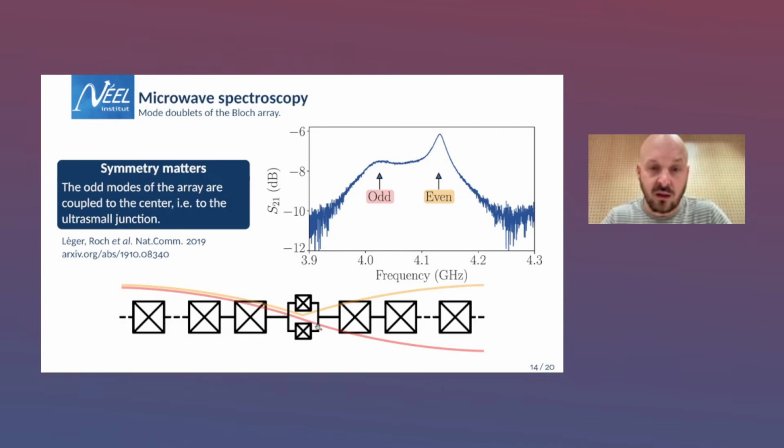And if you follow this simple cartoon, you see that the odd modes couple to the small Josephson junction because there is a phase bias across the small junction, while the even modes decouple from the Josephson junction because there is no phase bias across it.